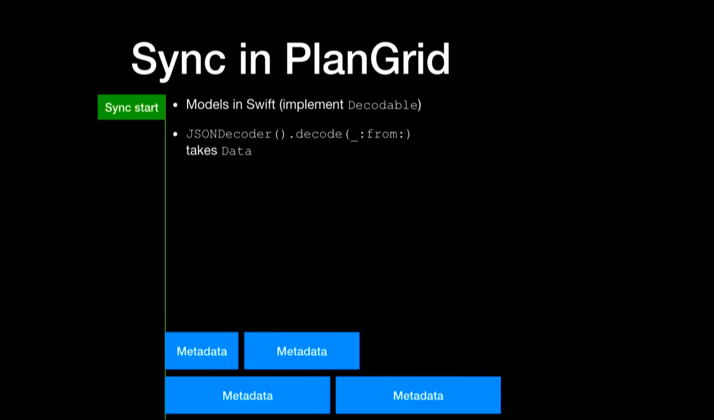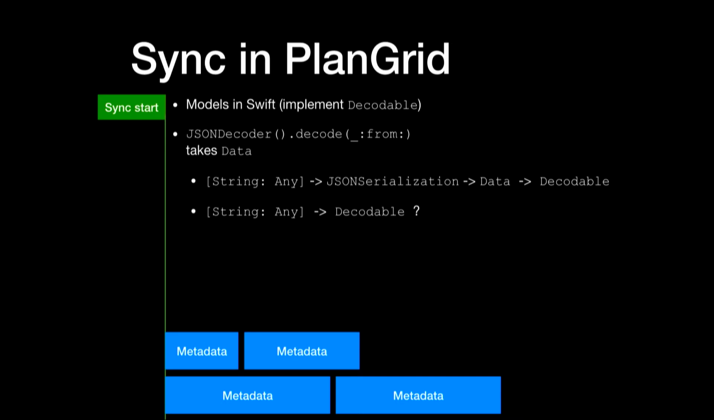Well, we have JSONDecoder. We could use that, but it takes data, so it decodes JSON from data. And to do that, we would need to take our [String: Any], push it back through JSON serialization, get our data back, and then we can go through JSONDecoder and the whole Decodable lifecycle. But it would be really great if we could go from our NSDictionary straight to our Decodable types. So that is where we're at.